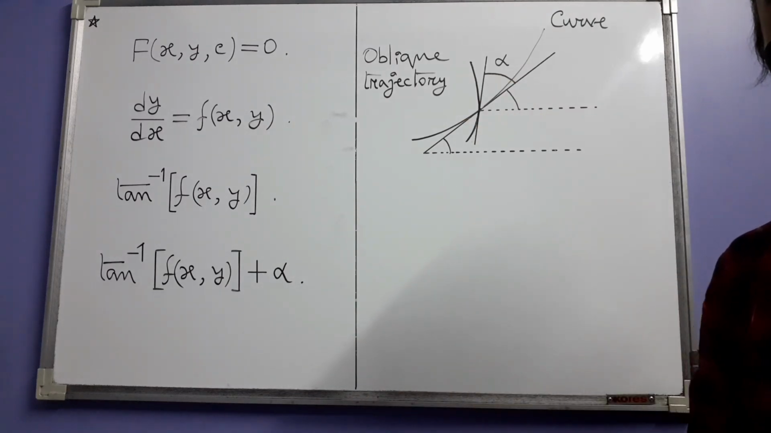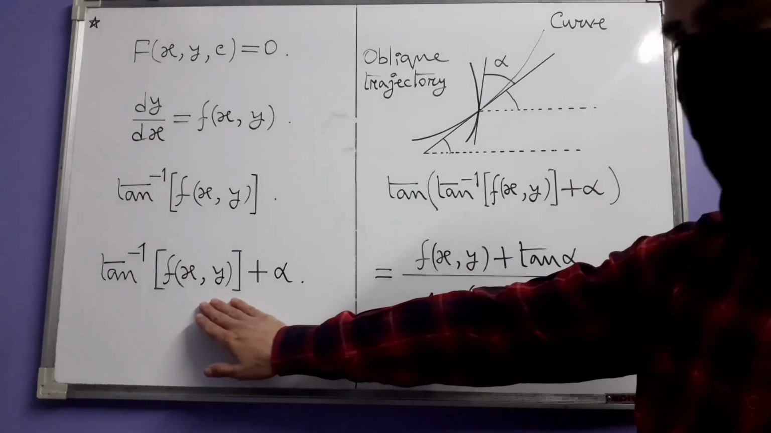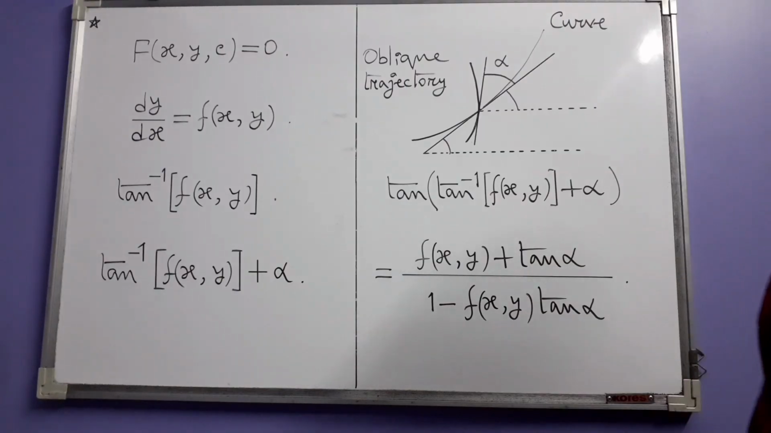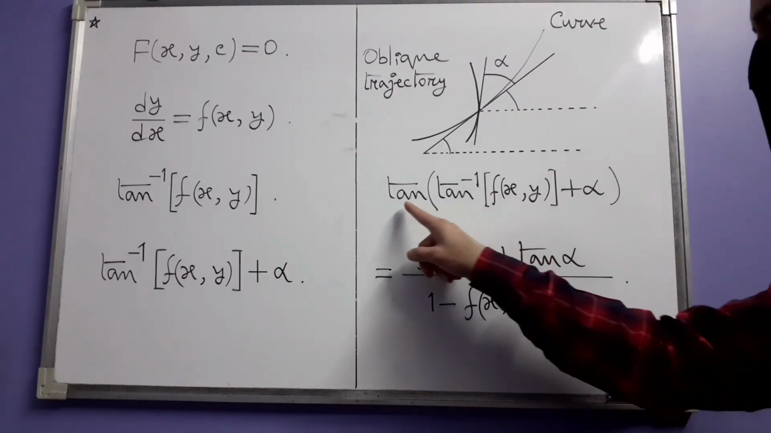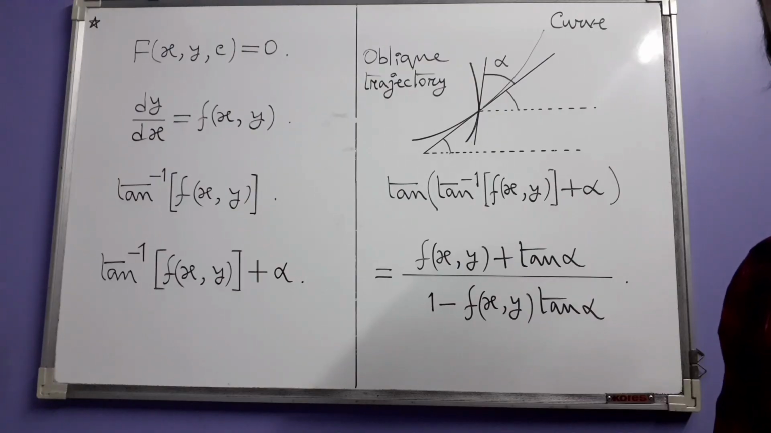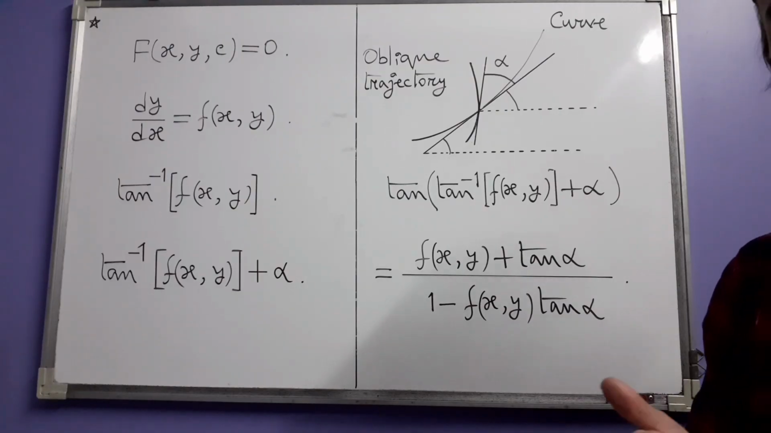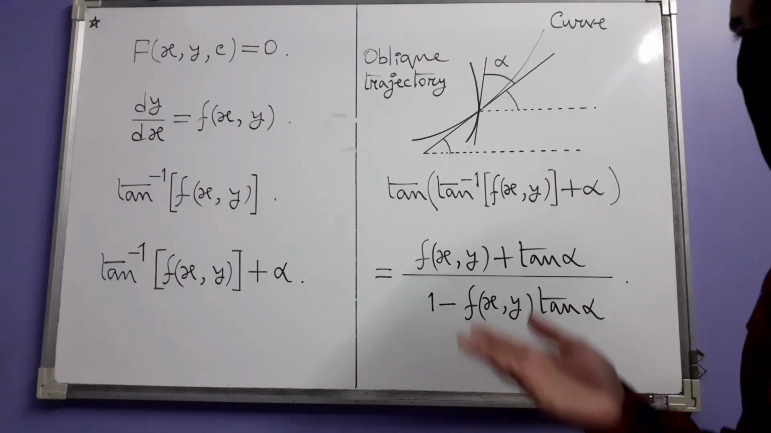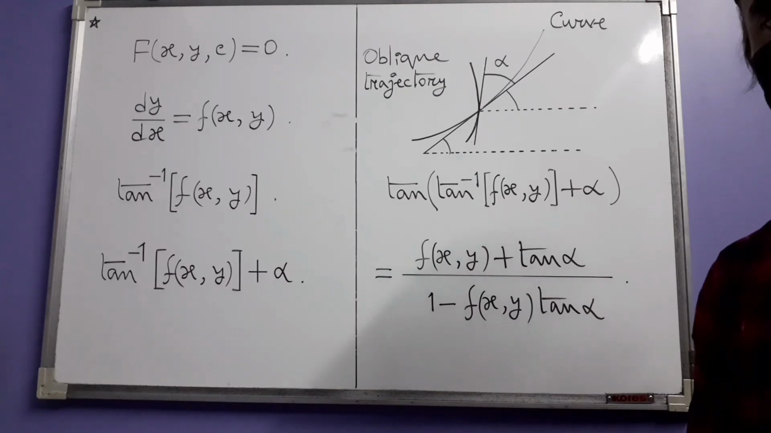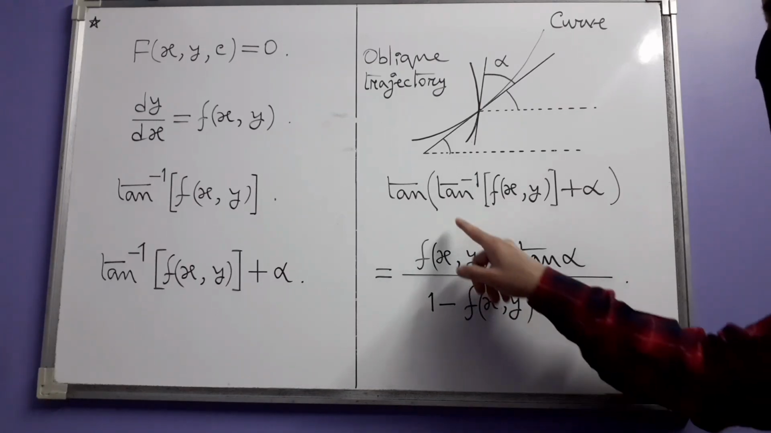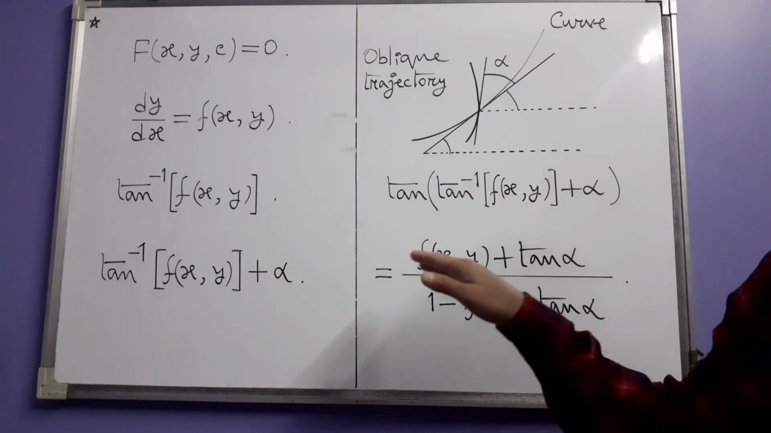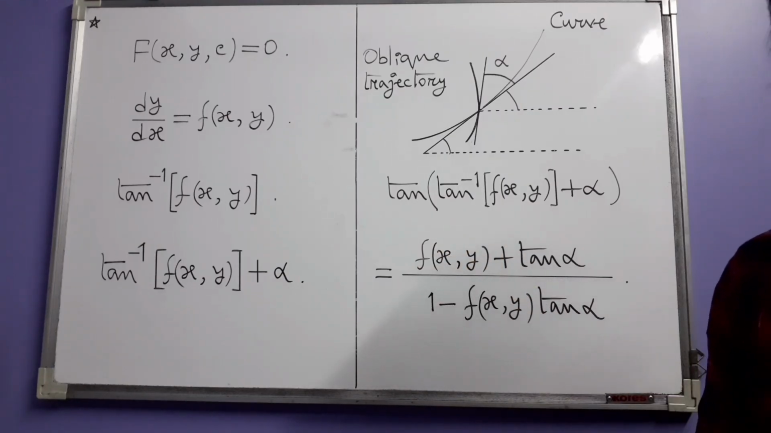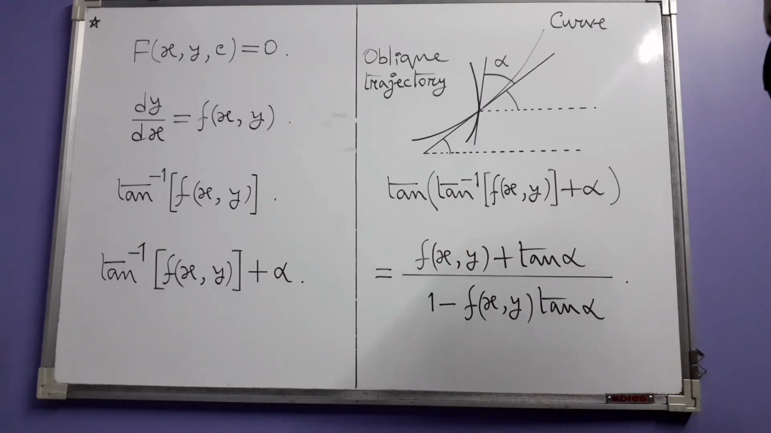That's why. So if this is the angle of inclination of the oblique trajectory, then the slope of the oblique trajectory at that point will be the tangent of that angle, because that's how angle of inclination and slope are related. You know this fact from analytic geometry. So you now have tangent of this, which falls in the formula tan(a + b). You already know what that equals.